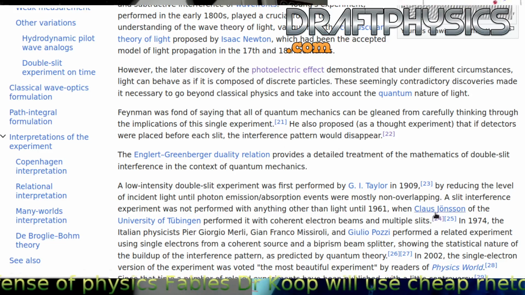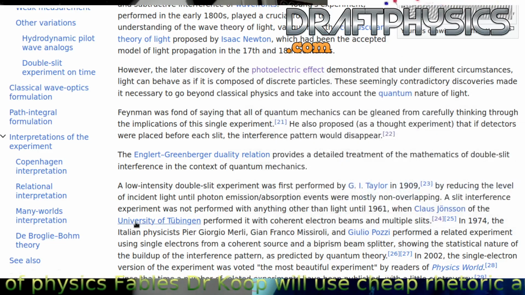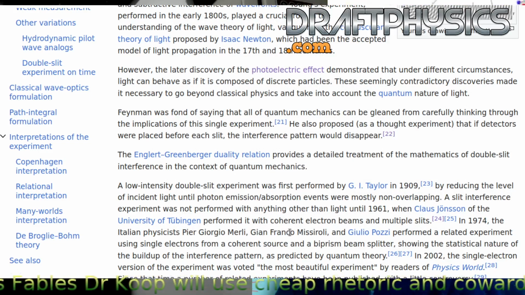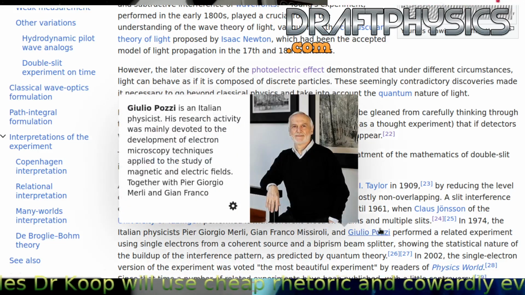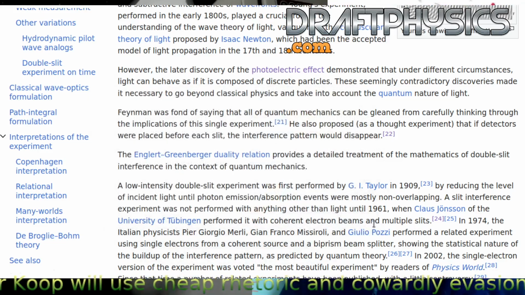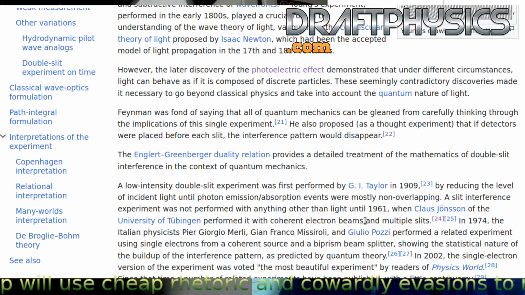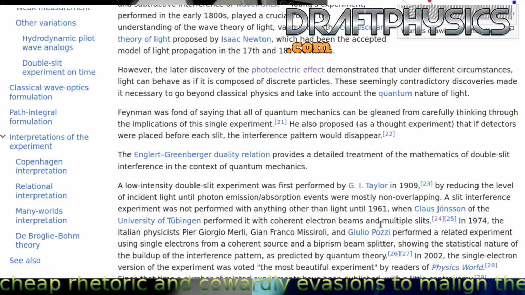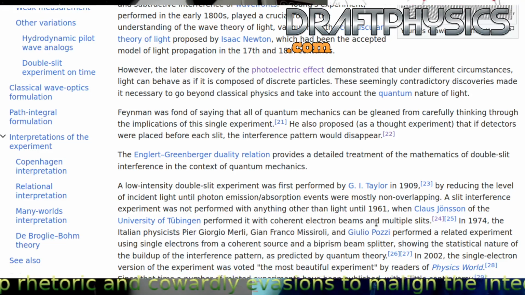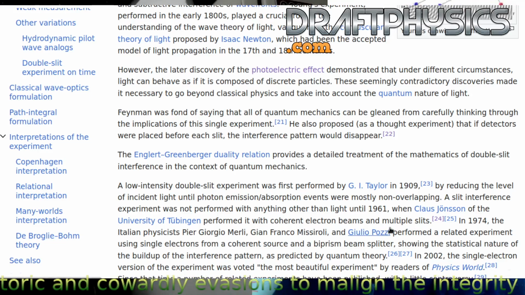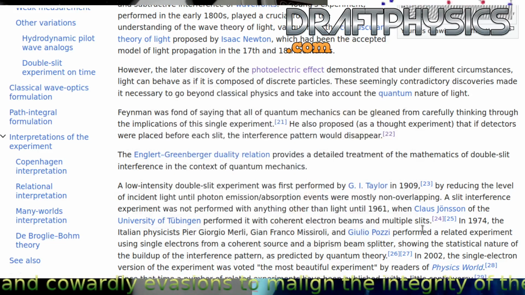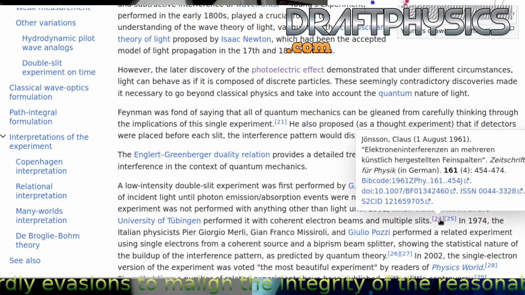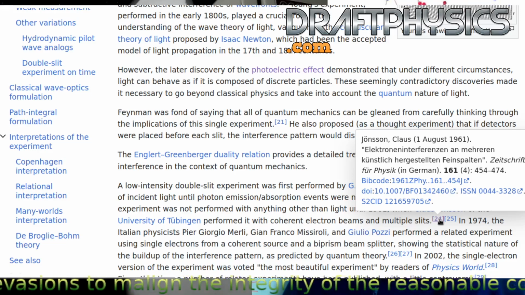When Claus Jönsson of the University of Tübingen performed it with coherent electron beams, so there's no such thing as, whatever that means, coherent electron beams. These are still not photons where you don't know what slit they're going to go through. So this is basically saying you're aiming the electrons now. Okay, and multiple slits. So we know this is a garbage experiment, but we will look up the footnotes and see if there's any evidence of it anywhere on the internet.